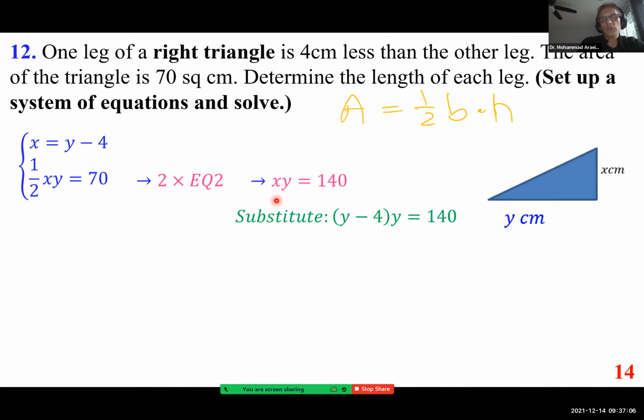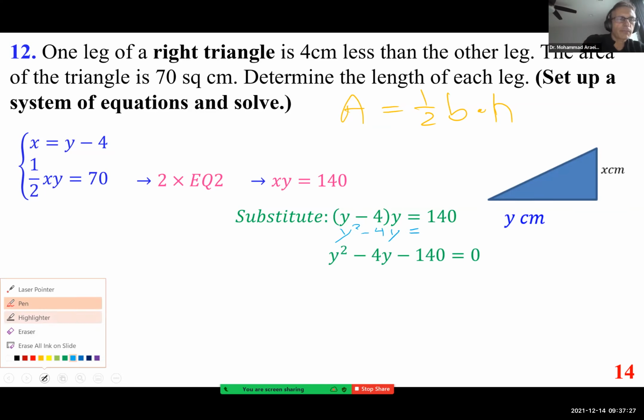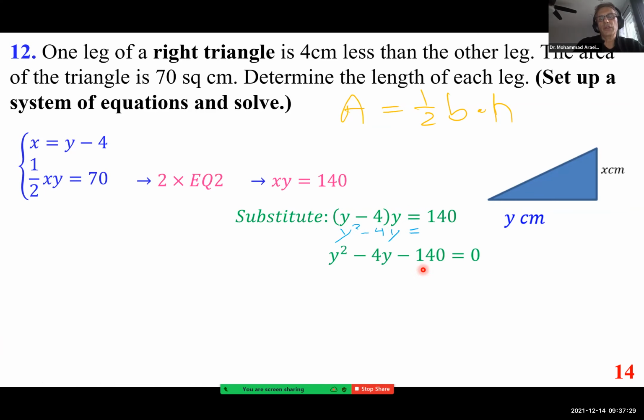If I distribute, I get y squared minus 4y on the left, and I'm going to move the 140 also to the left. So now I can easily factor it. We want two numbers whose product is negative 140 and whose sum is negative 4. Those are negative 14 and 10. They result in y equals positive 14 or negative 10.